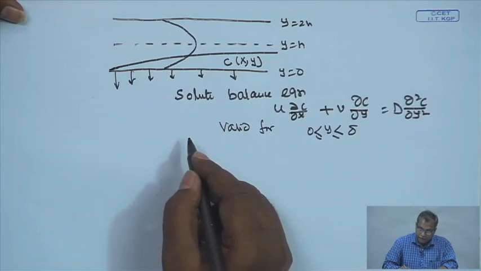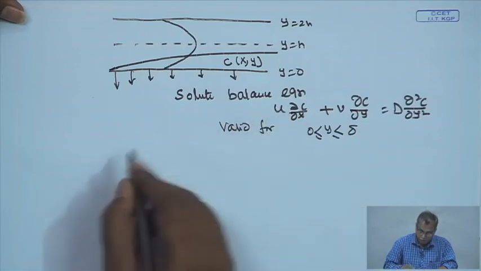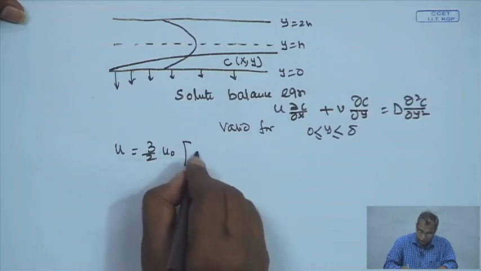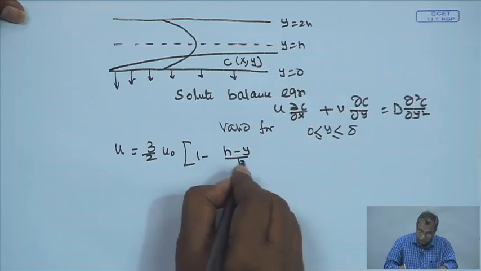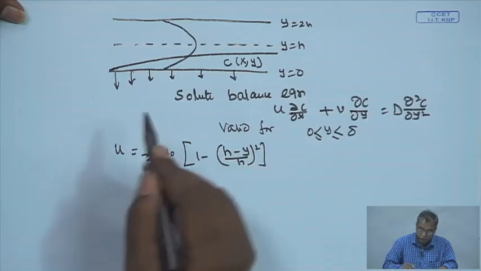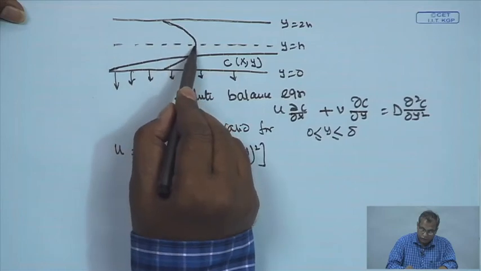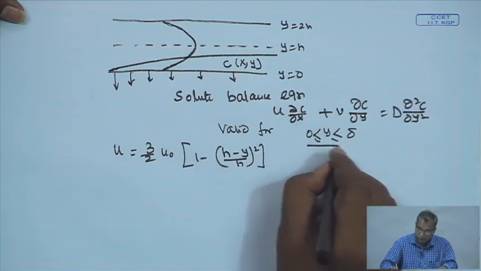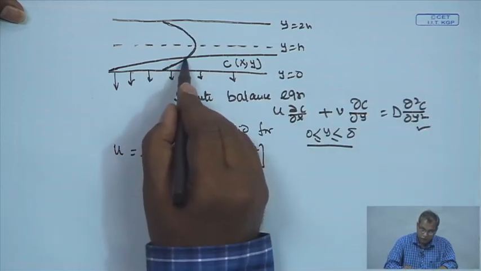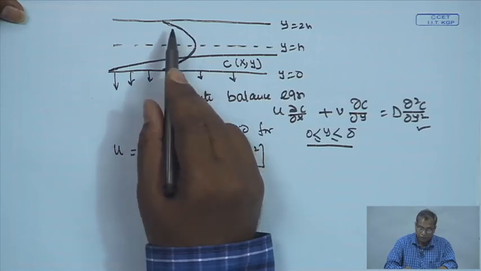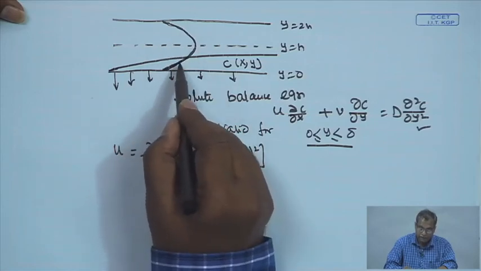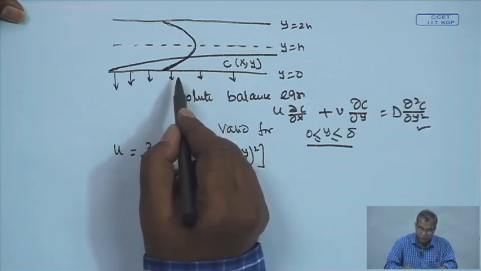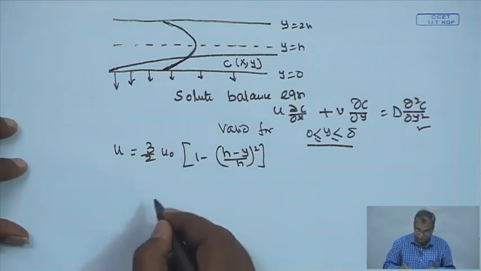Now, the complete velocity profile we have taken is the parabolic velocity profile, 3 by 2 u naught times 1 minus (h minus y) divided by h, squared. But if you look into the mass transfer boundary layer, which is the domain of validity of this equation, we are only considering this part of the complete velocity profile, and this part is a linear one. So the mass transfer boundary layer is really very small compared to the actual dimension of the channel.